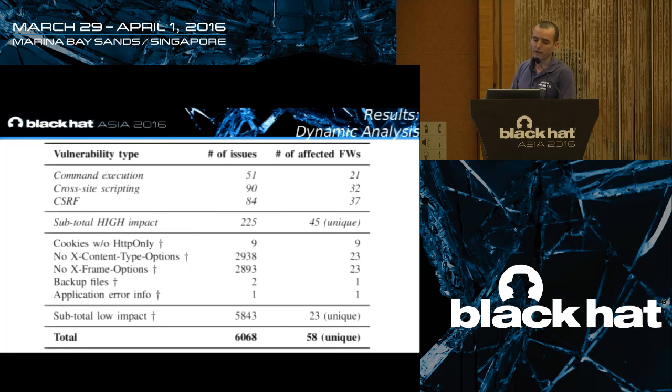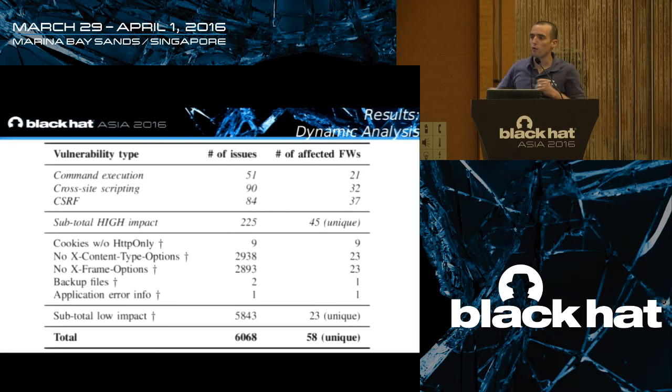And in fact, if we run the dynamic analysis, we find 45 firmwares automatically without any customization, and we find 225 different issues like CSRF, cross-site scripting, and command injection or execution, and I'll show you in a short moment some demos. You'll see that, yeah, they can be found.